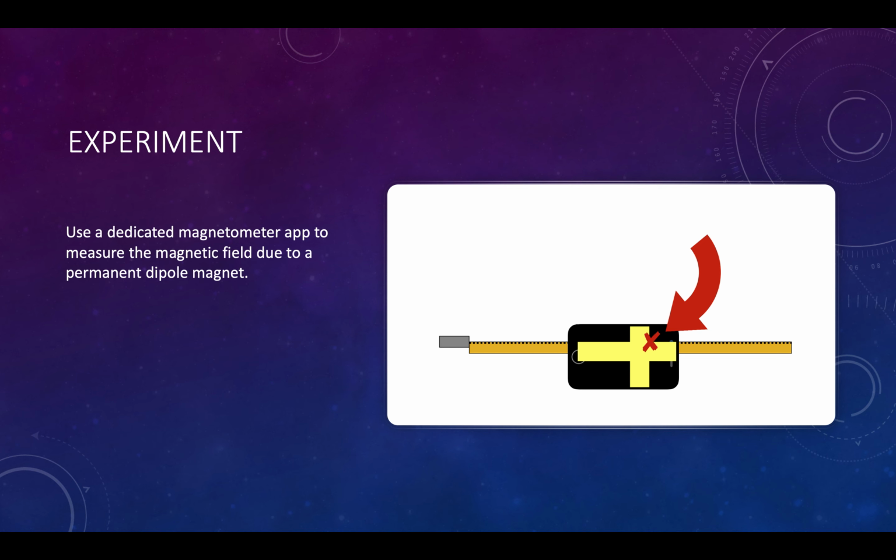In the experiment, we used a dedicated magnetometer app to measure the magnetic field due to a permanent dipole magnet, and as you can see, there is an image that provides a visual of how the lab was conducted.